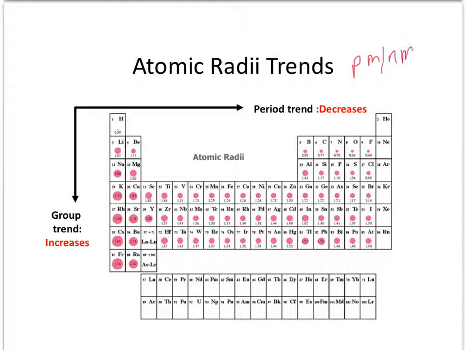And if we take a look at the two basic patterns, let's go across a period. Let's start with period 3. You can see that the values are 1.86, 1.60, 1.43, and so forth. So we know that the period trend is decreasing. The size of the atom is getting smaller as you go across. If we look at a group trend, such as group 1A, you can see we go from 0.30 to 1.52, 1.86, 2.31. You can definitely see an increase in the size of the atom. So we say the group trend is that it increases, and once again, the period trend is decreasing atomic size.